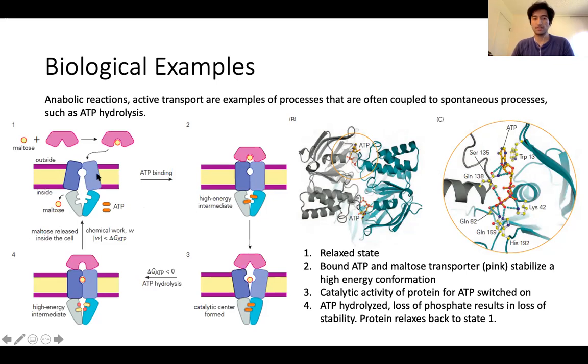So in the case of this maltose transporter here, you have a higher concentration of maltose inside the cell than you have outside. As a result, you need an active transport to get it into the cell. The first stage of this entire process is maltose binding to this pink protein. Then once this pink protein docks onto this maltose transporter, this contact allows hydrogen bonds to form, and that's what induces a conformational change.